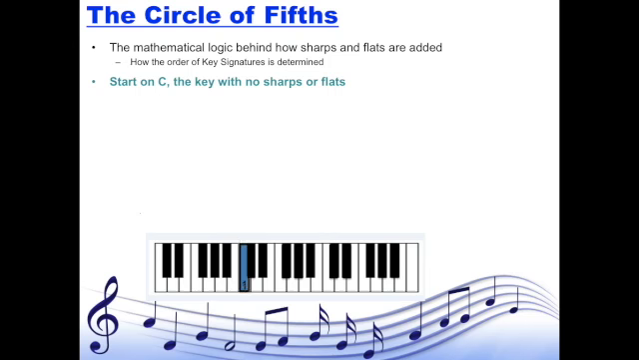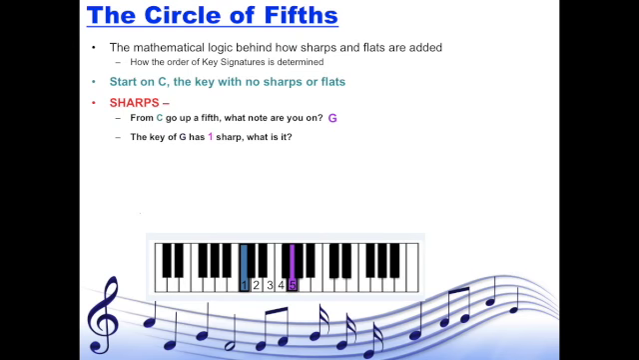So if we start on a C, which is the key with no sharps or flats, right? We're starting on C, there's no sharps or flats here. If we go up a fifth, we find that we are on a G. And the key of G has one sharp, which is an F sharp. There's our Father, right? Father Charles, the key of G has an F sharp.